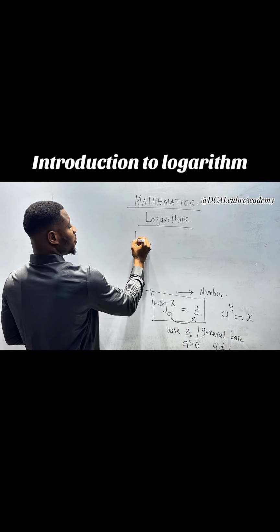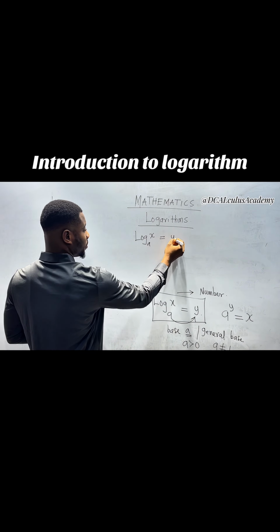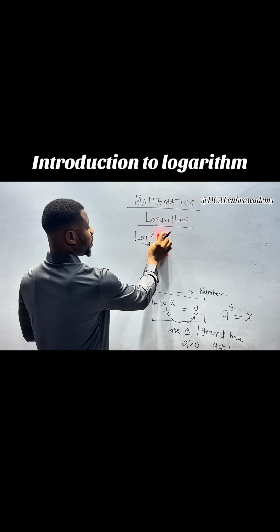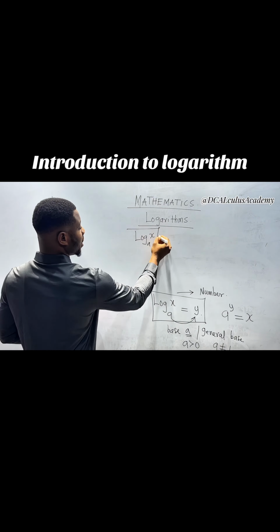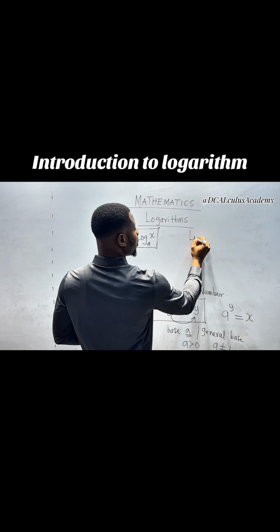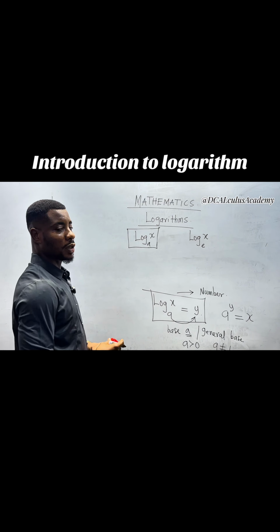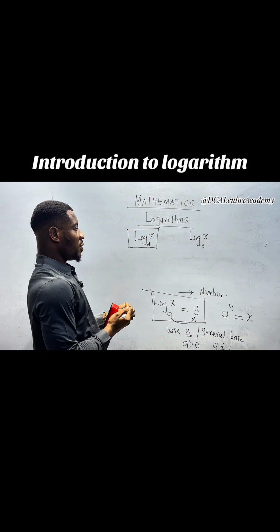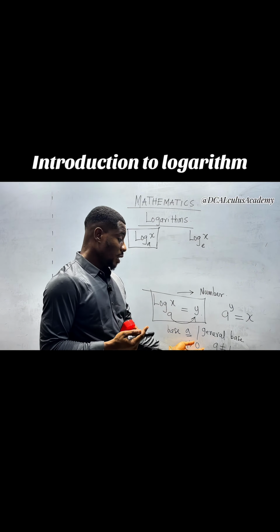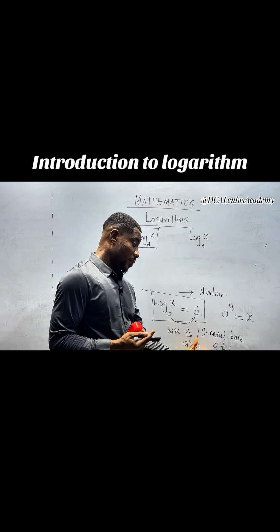There is a logarithm of a general base, log of x to base a, and there is another logarithm, log of x to base e. Now, if we have a general base, this base a is anything but shouldn't be 0 and shouldn't be 1. It should be greater than 0 and it should not be 1.